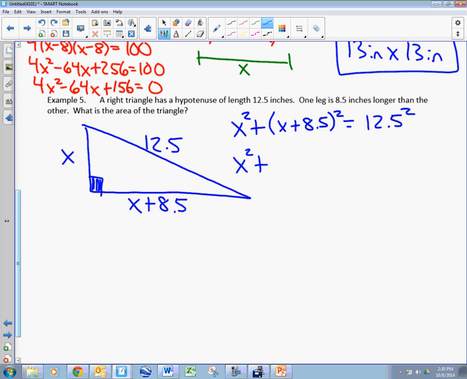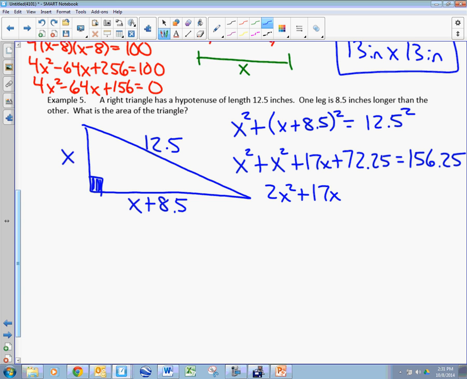X plus 8.5, quantity squared. Everybody's going to their calculators. Good for you. Okay. Square of the x, x squared. X times 8.5 plus x times 8.5, 17x. 8.5 times 8.5, 72.25 equals 12.5 squared, 156.25. 2x squared plus 17x. Subtract the 156.25 over. Negative 84. Very good.